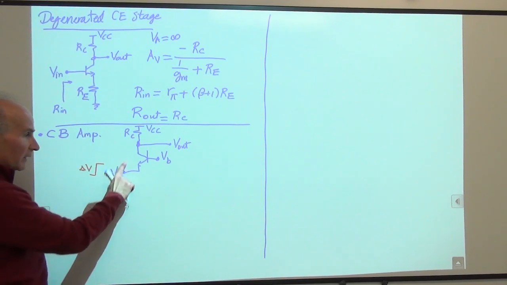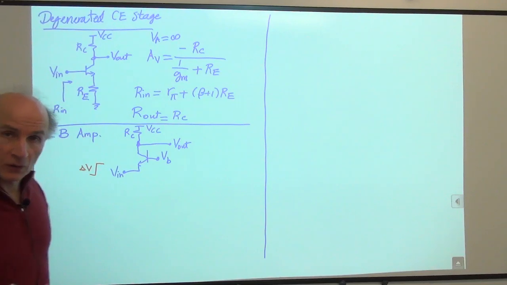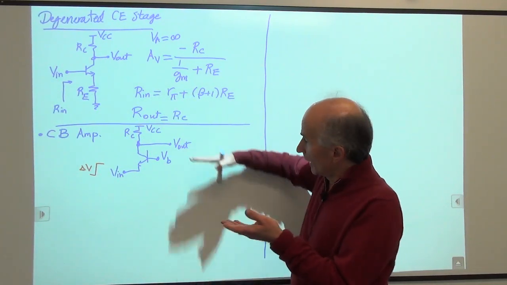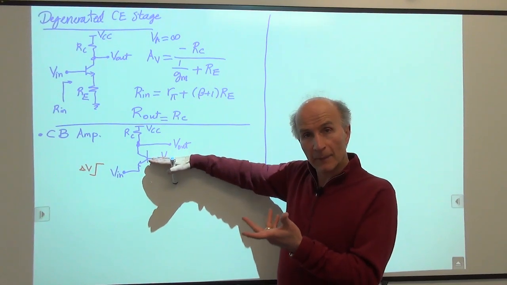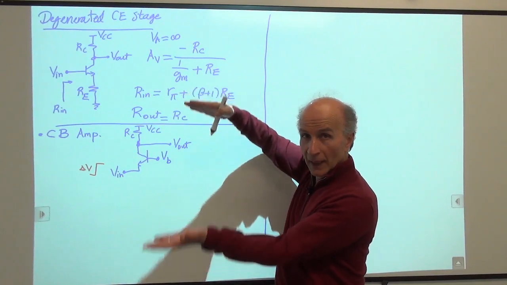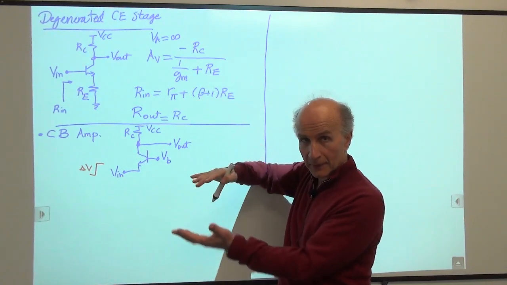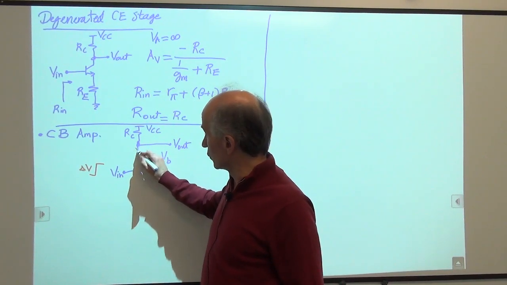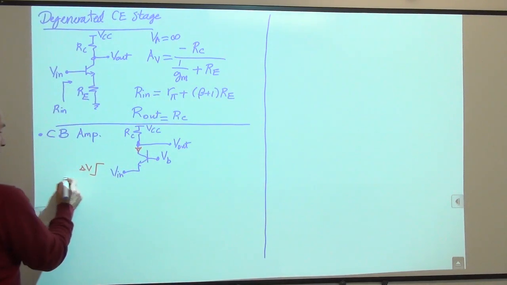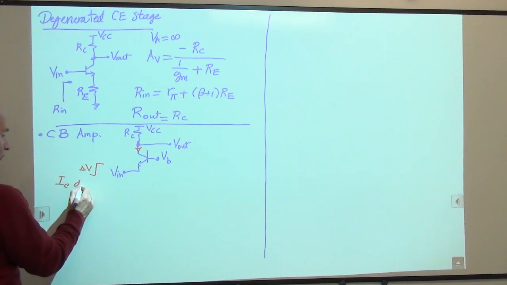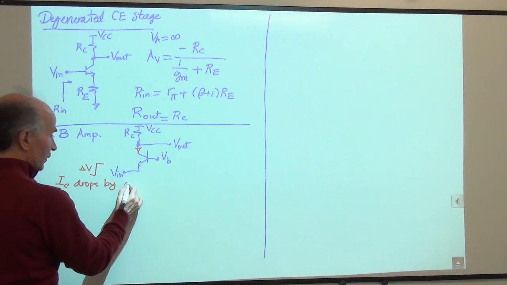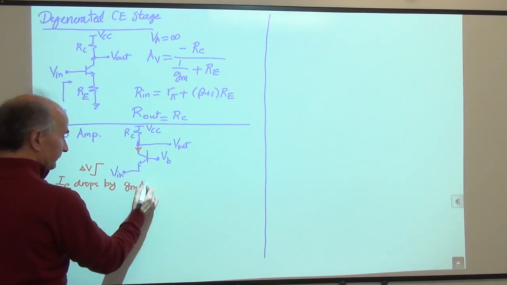The emitter goes up by delta V. So let's think about this very carefully. If the emitter goes up by delta V while the base is fixed, what happens to the current? The current decreases, right? Because the base-emitter voltage collapses. So this current drops by an amount equal to GM delta V.